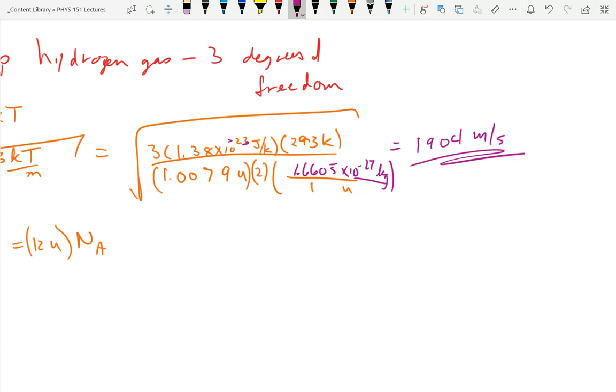If we had done nitrogen, how would the number differ? We're not going to do the calculation, but what would be different? The mass, instead of being 1.0079 times 10 to the minus 2, would have been somewhere in the ballpark of 14 times 10 to the minus 2. And so it would be a smaller speed. The RMS speed for nitrogen comes out pretty similar to the speed of sound, because the speed of sound is the speed at which a wave is traveling through primarily nitrogen.